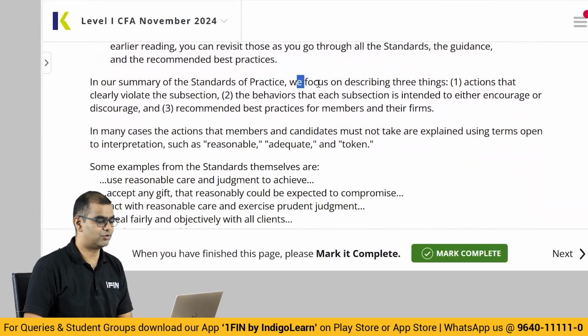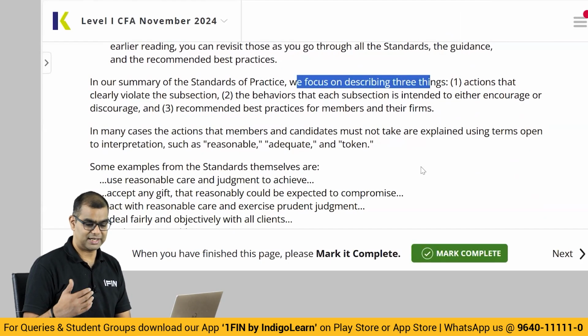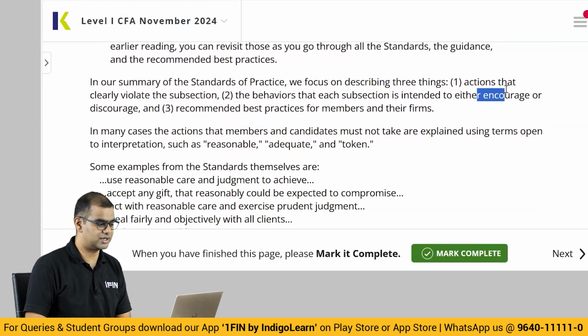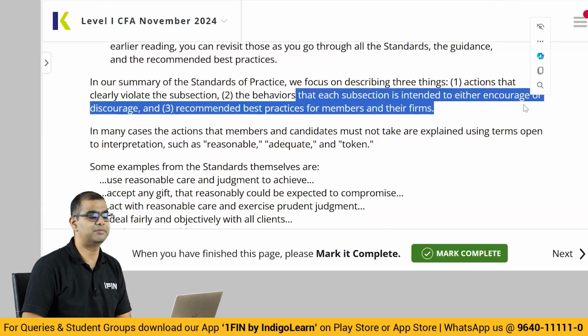In our summary of standards, we focus on 3 things. So, in the standard summary, what is it they're focusing on? Actions that clearly violate the section, behavior that it is intended to either encourage or discourage, and recommended best practices. So, you will look at these 3 things.